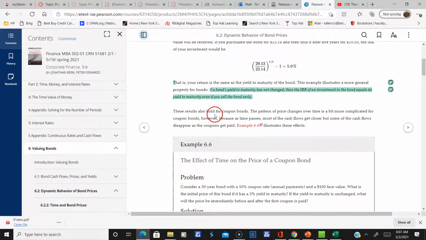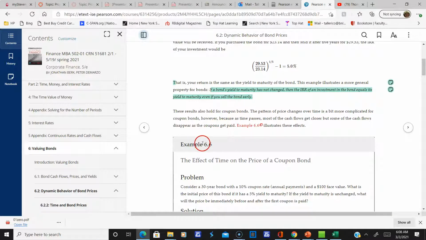And these results also hold for coupon bonds. The pattern of price changes over time is a bit more complicated for coupon bonds, however, because as time passes, most of the cash flows get closer, but some of the cash flows disappear as the coupon gets paid.